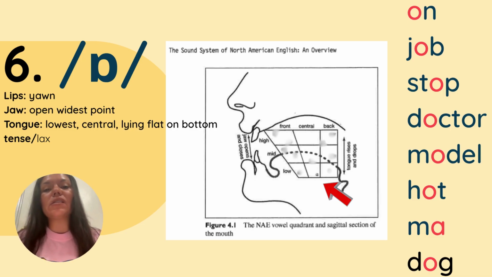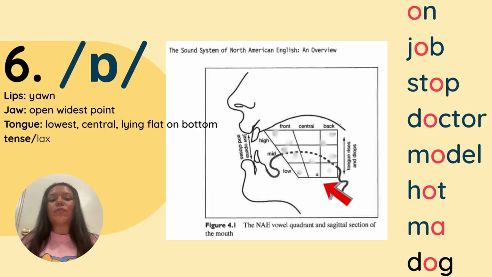Our 6th vowel phoneme of the day is the ah sound. Now, when we make the ah sound, our lips are as though we are kind of yawning. Our jaw is open at the widest point, and our tongue is low and central. It is also lying flat on the bottom. This is considered a tense vowel phoneme, and we can see it here at the bottom of the quadrant. So again, it'll be on the edge of this quadrant if it is considered a tense vowel sound.